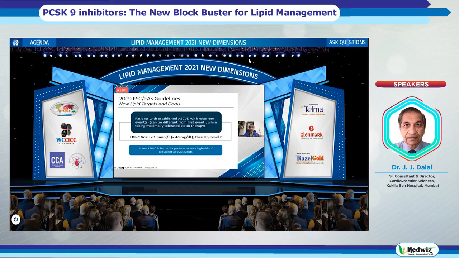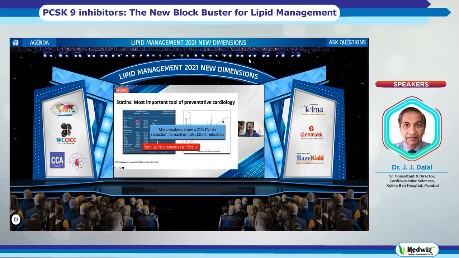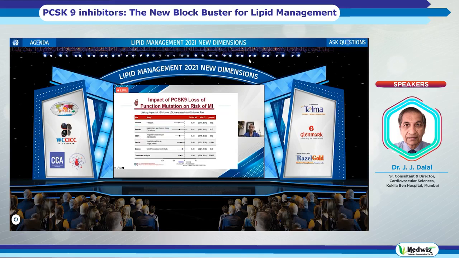And clearly, you heard so much about ezetimibe, but in spite of giving full-dose statins and ezetimibe, sometimes the LDL cholesterol cannot be brought down. We also know that there's always a residual risk after giving statins and ezetimibe, and therefore the PCSK9 inhibitors became available.